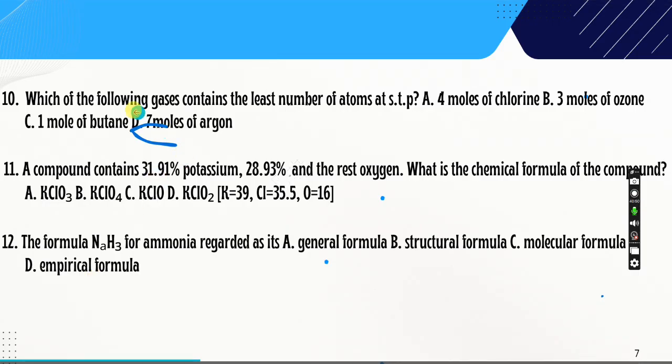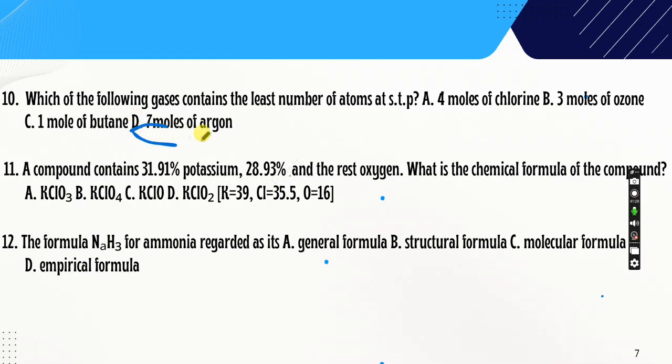So the next question is saying that which of the following gases contain the least number of atoms at STP? As I've said earlier, according to Avogadro's law, the higher the number of moles, the higher the quantity of atoms that it is going to contain, right? So we have 4 moles of chlorine, 3 moles of ozone, 1 mole of butane, 7 moles of argon. Definitely 7 moles of argon is the one with the highest number of moles. Therefore it will be the one that will contain the highest number of atoms.